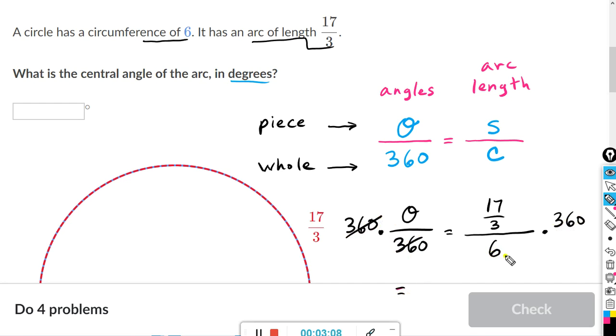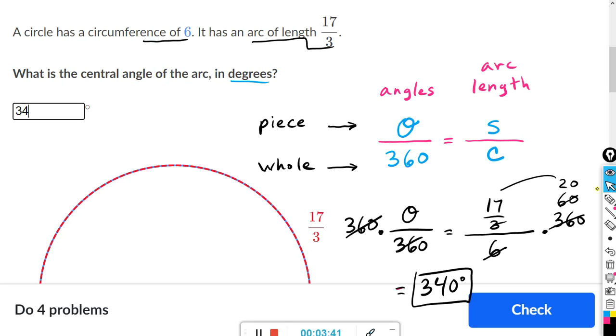360 divided by 6: 36 divided by 6 is just 6, and then we add the 0. So 360 divided by 6 is 60. This is a numerator, this is a denominator, so 60 divided by 3 is 20. Then 17 times 20 is going to give us 340. So that is in degrees. Just enter 340 in the box.